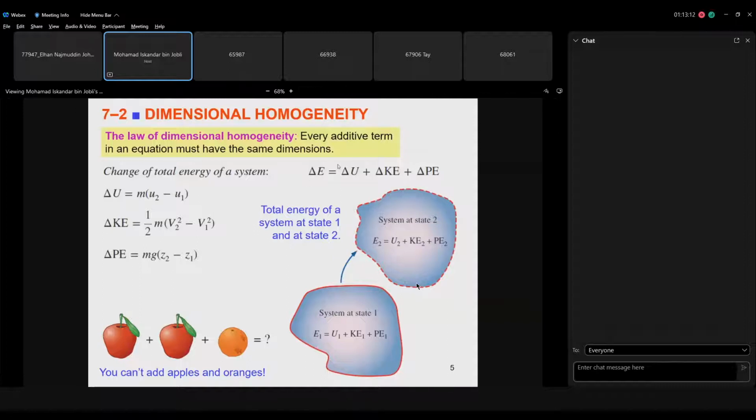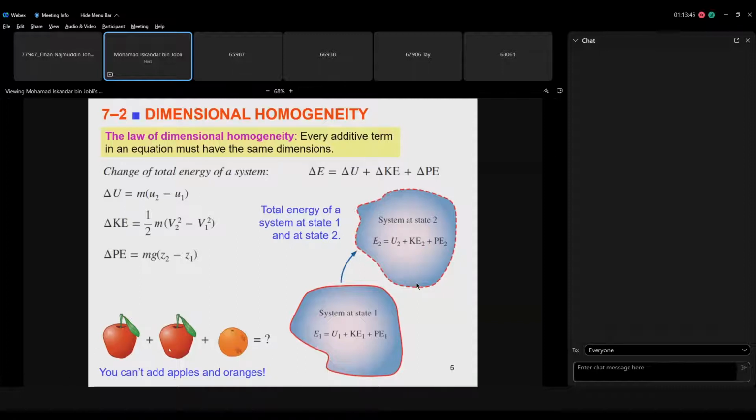So we were to prove that all the additive terms, in an equation, have the same dimension. This is an example of an equation: you have U plus KE plus PE. Now, under the law of dimensional homogeneity, you have to make sure that they are of similar dimensions, fellas. You have to make sure that this dimension is the same as this one, is the same as this one. Otherwise, you are going to have something like this.